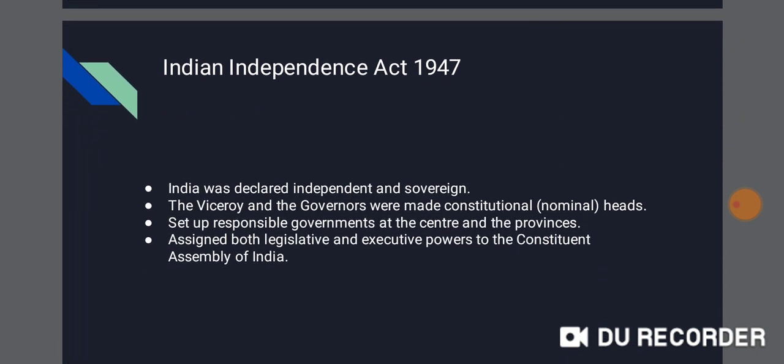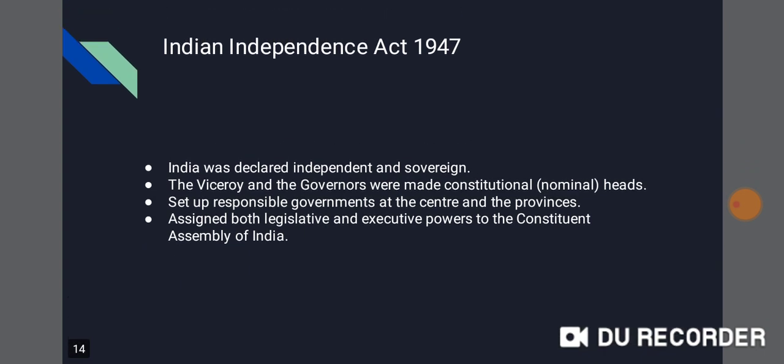Indian Independence Act 1947. India was declared independent and sovereign. The Viceroy and the governors were made constitutional heads. It set up responsible governments at the center and the provinces. It assigned both legislative and executive power to the Constituent Assembly of India.